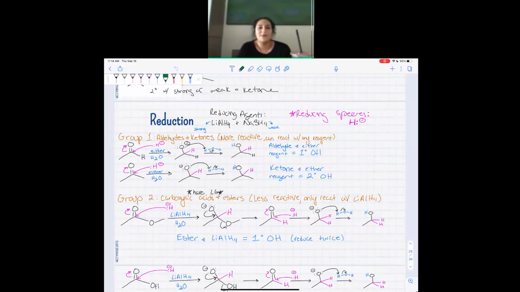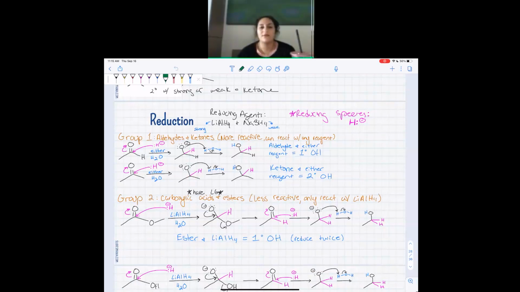Okay, so as far as reduction reactions go, first thing you have to know, reducing species is H minus. That's the thing that's actually doing the reducing. We separated all of our carbonyls into two groups. So we have our ketones and aldehydes, which are group one, and then we have our esters and carboxylic acids that are group two. The main difference between group one and group two is that group one is super duper reactive and group two has a leaving group. So when we reduce anything in group one, we are only going to add one hydrogen.